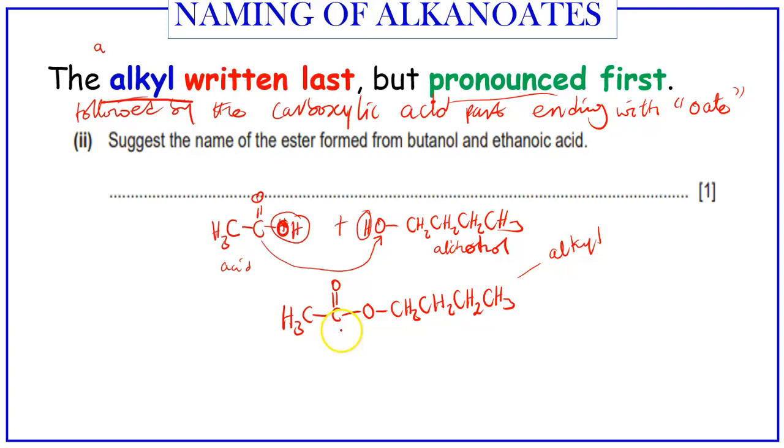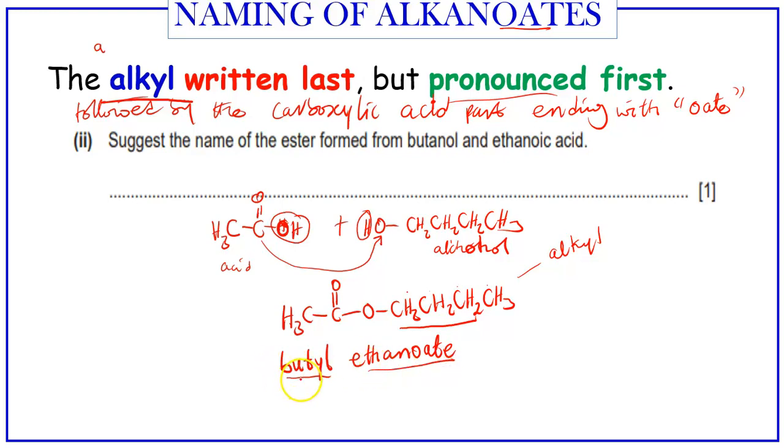So let's see this. Which one are we pronouncing first? The alcohol part, and we pronounce it as alkyl. So how many carbon chains? 1, 2, 3, 4 for the alcohol. So this is butyl. Then the carboxylic acid part, which is this. It has only 2 carbon atoms, so ethan. So butyl ethane, remember, is no longer ethanoic acid because it's now an ester, so it will now end with OATE. So ethanoate, okay? So the name of this compound is butyl ethanoate.